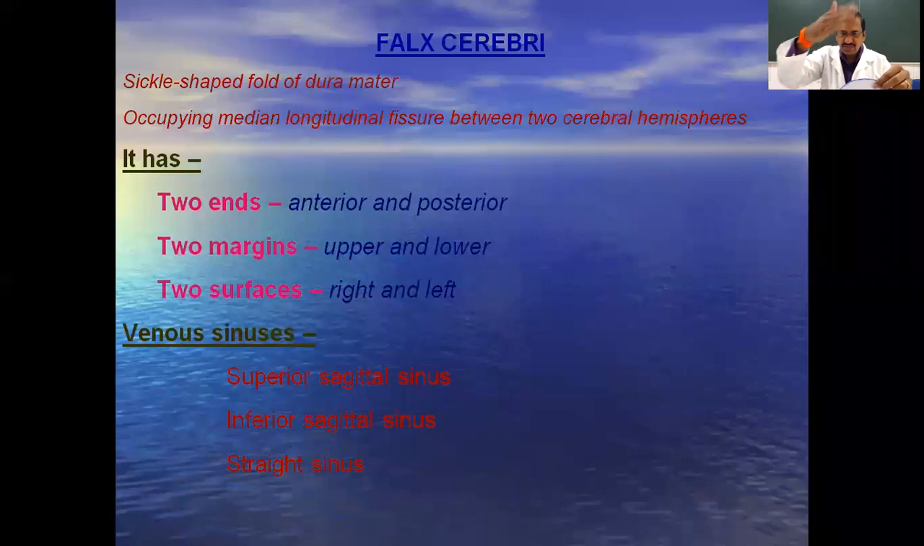The sinus is present in the sagittal plane. That is why it is called superior and inferior sagittal sinus. And another one is the straight sinus. The posterior end of this falx cerebri is attached to the superior surface of the tentorium cerebelli. Along this line of attachment, there is another dural sinus called the straight sinus, because it is straight in course. You can see the blue line here. These are the three dural venous sinuses which have relation with the falx cerebri.